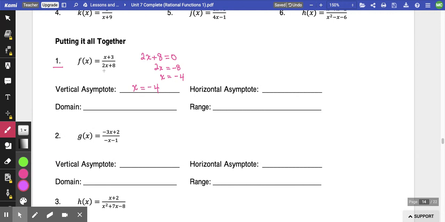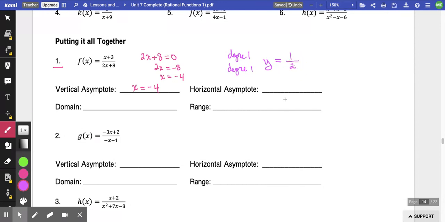So I'm looking at the degree of the numerator and the denominator. This one has degree 1 on top and degree 1 on bottom also. So that makes it case number 2. So our horizontal asymptote is going to be y equals the leading coefficient of the numerator, which is 1, over the leading coefficient of the denominator, which is 2.